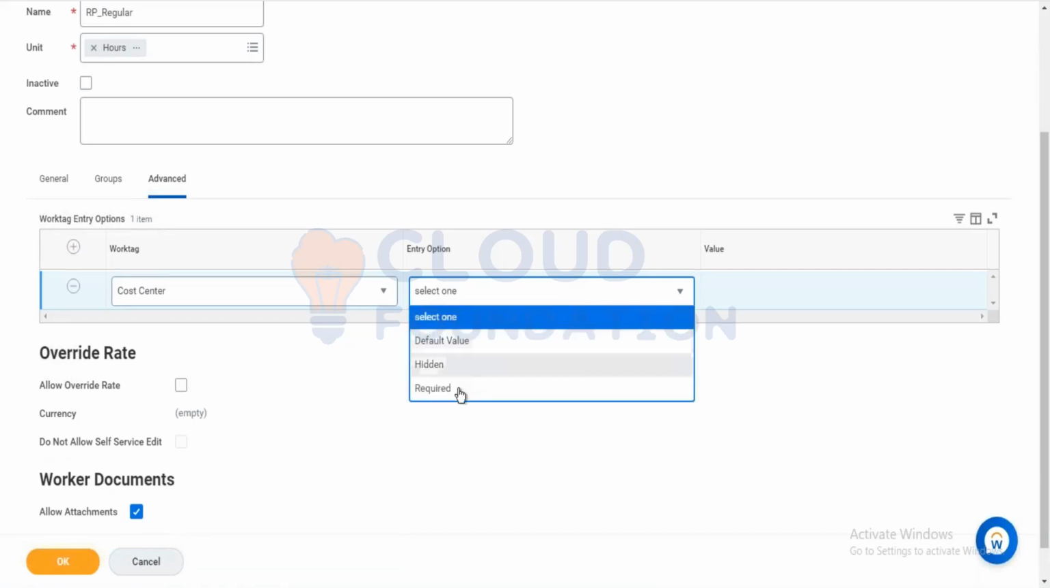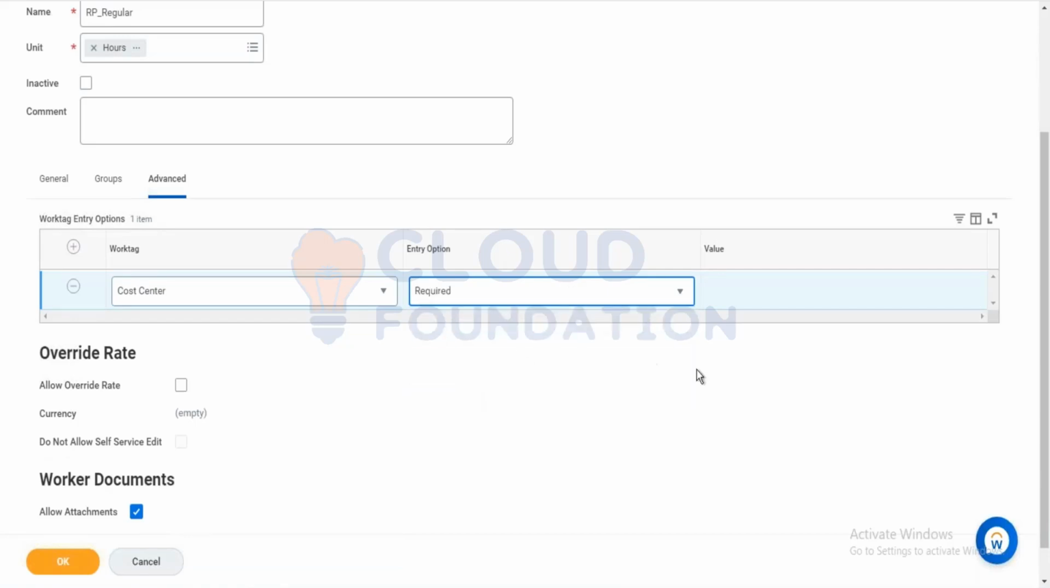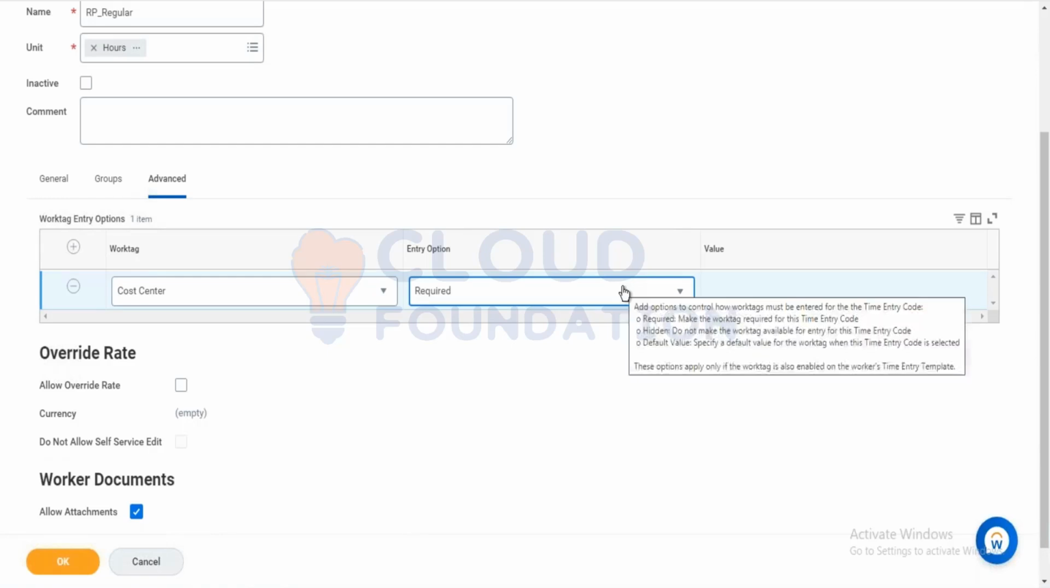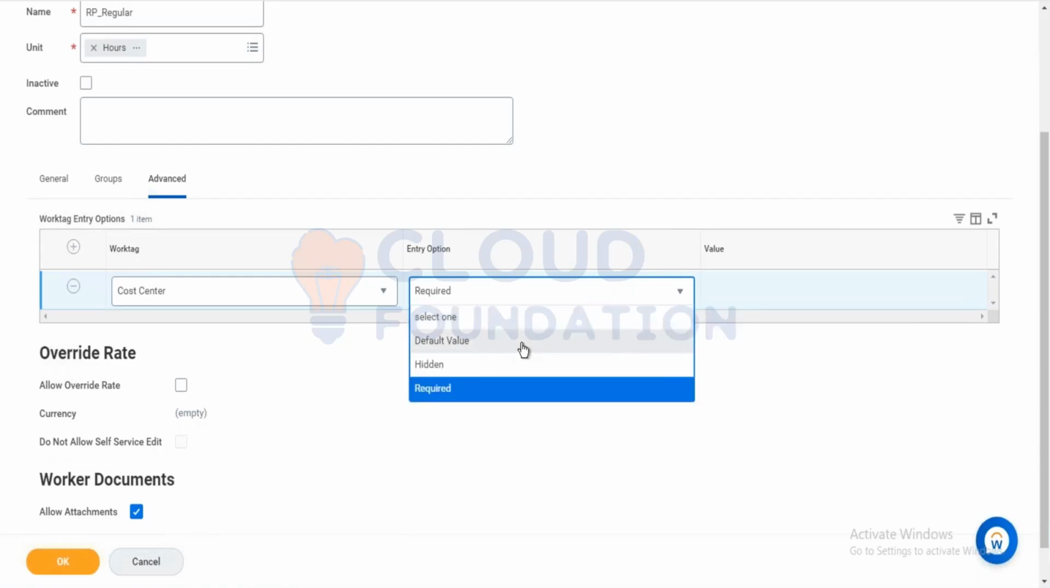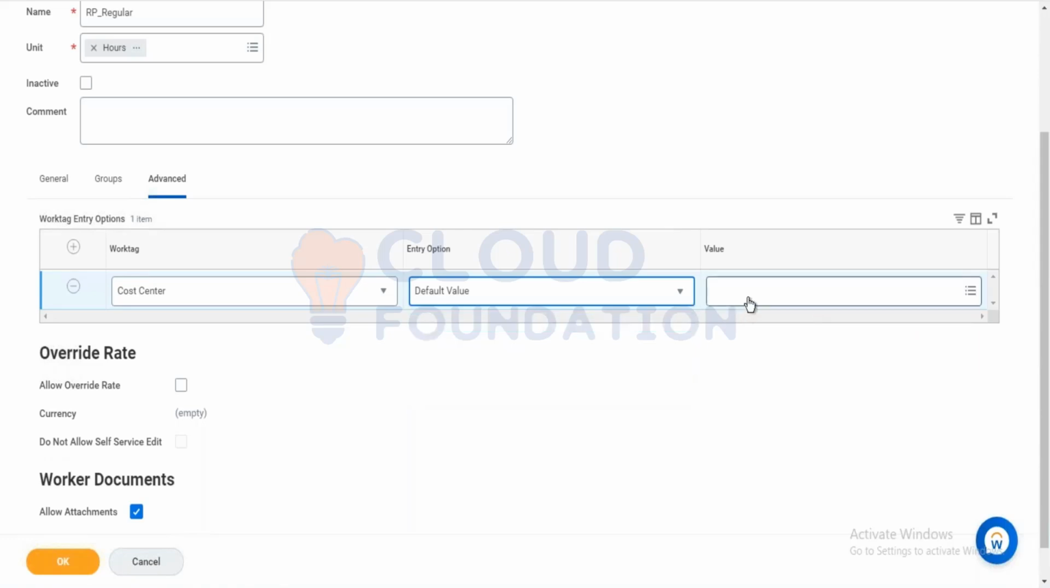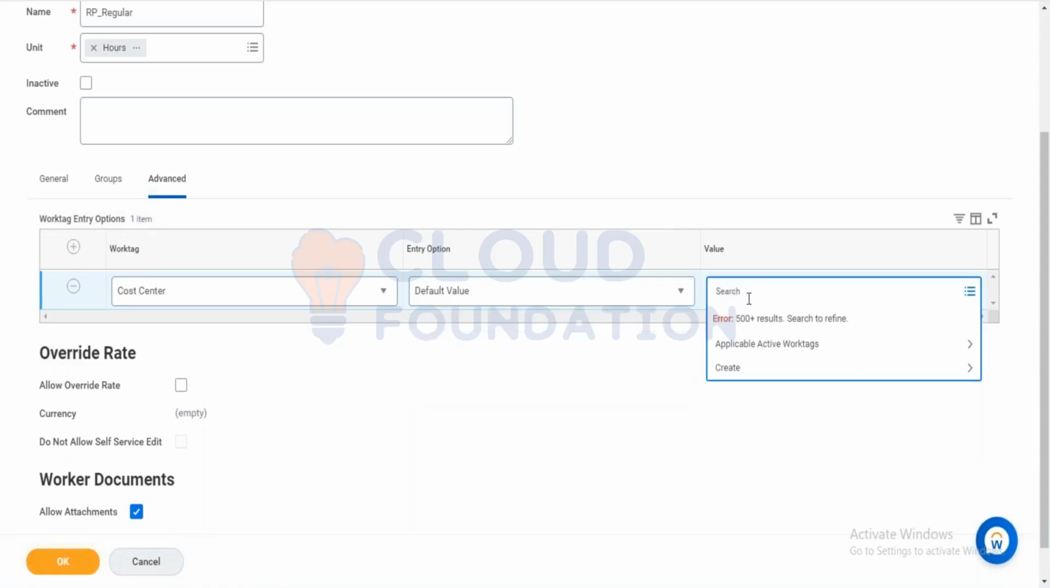You just need to make it required, which means this value would be mandatory. If you want it to appear automatically whenever a worker is using that time entry code, the cost center should pop up. Then you go with default value and you add your value. Okay, great.